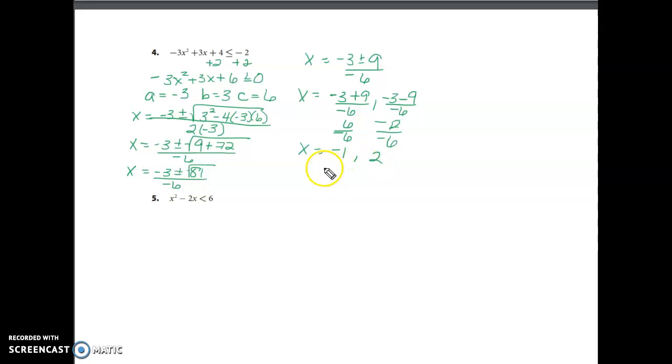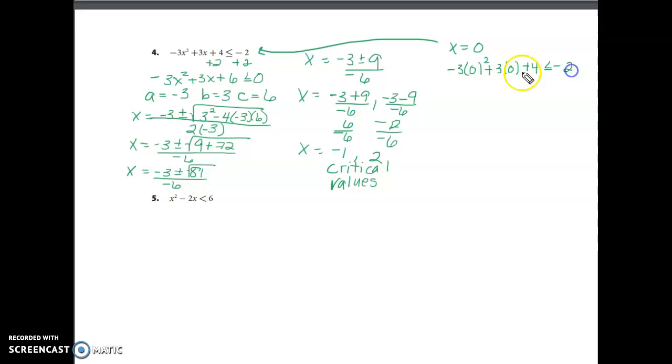Now these are not my solutions. These are the critical values. So I need to pick a point in between these two to test to see where the inequality falls. So since I have negative 1 and 2, 0 is a good candidate. So I'm going to substitute in x for 0. That's in between negative 1 and 2. And I'm going to plug it into the original inequality. So negative 3 times 0 squared plus 3 times 0 plus 4 is less than or equal to negative 2. Of course, that equals 0. And I get 4 is less than or equal to negative 2, which is false.